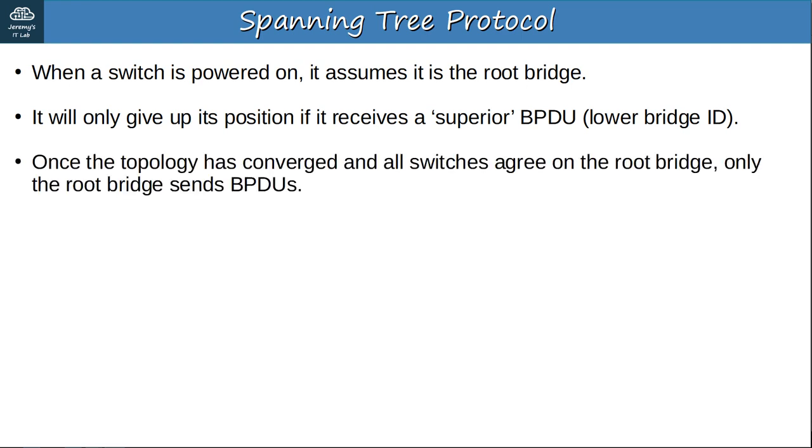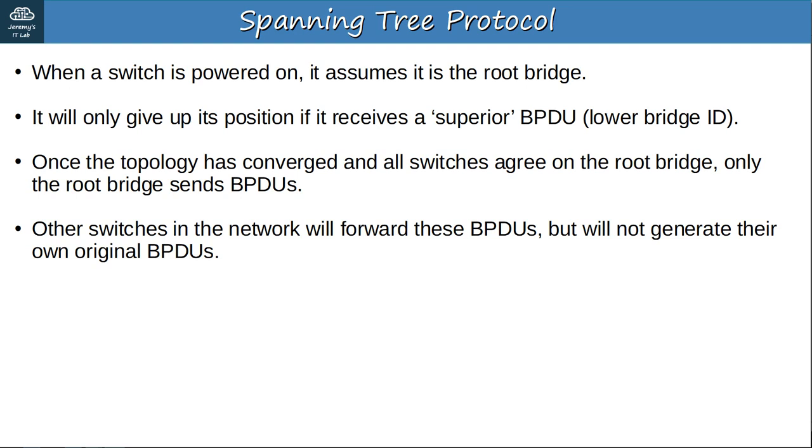Once the topology has converged, and all switches agree on the root bridge, only the root bridge sends BPDUs. The reason all switches send BPDUs at first is because they all think they are the root bridge. Other switches in the network will forward BPDUs from the root bridge, but they will not generate their own original BPDUs.